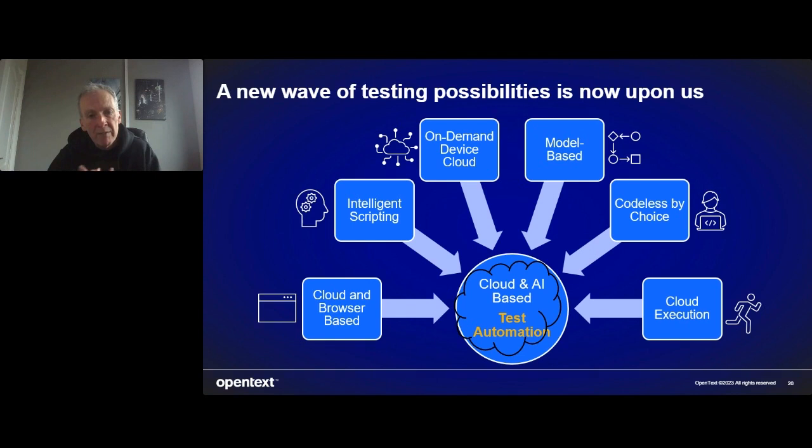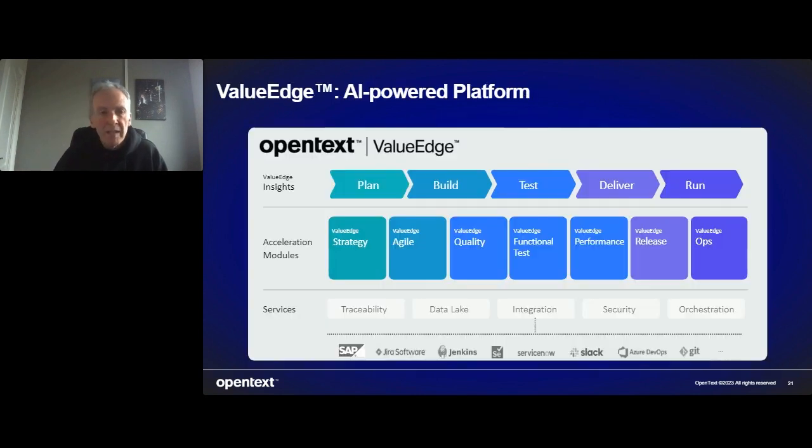It's all around cloud execution, around on-demand access to devices and browsers. It's around codeless by choice, and it's called Value Edge. And this is what it looks like. So methodology agnostic, you could have Agile, Kanban, Scrum, all the way to Waterfall on this platform, hosted in the cloud. And down in the middle section here, you see the various acceleration modules we have for this.